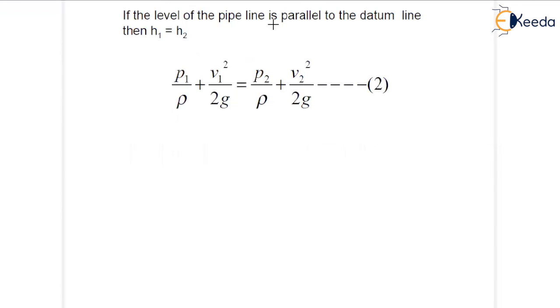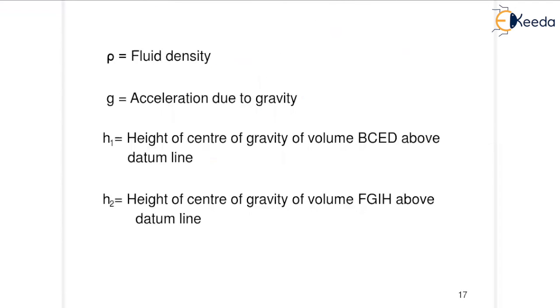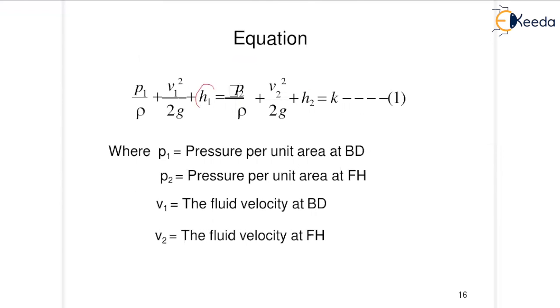If the level of the pipe is parallel to the datum line, we have assumed a curved one. If it is parallel to the datum line, this is the datum line basically. Then P1 by rho plus V1 square by 2g is equal to P2 by rho plus V2 square by 2g. You don't have H1 and H2 again because they are at the same level.